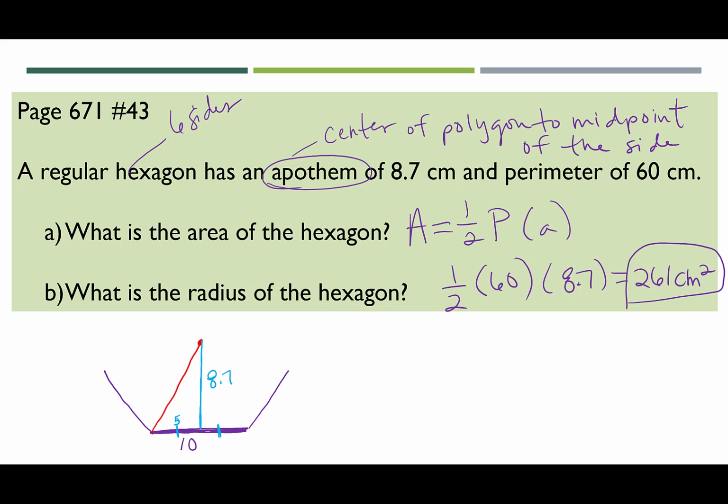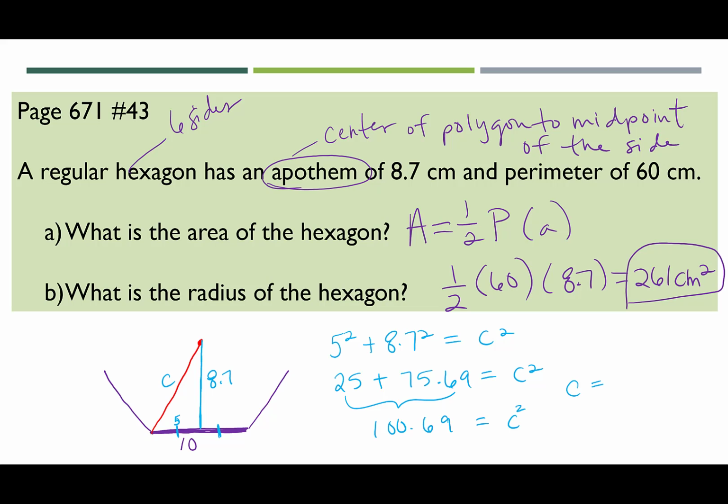And now you see the values that we're going to set up for the Pythagorean theorem. We'll say 5 squared plus 8.7 squared equals C squared, where C is our radius. So this is 25 plus 75.69 equals C squared. When you add those two together, it's 100.69. And then we're going to take the square root of both sides. C equals 10.03 centimeters. So that is the distance of the radius.